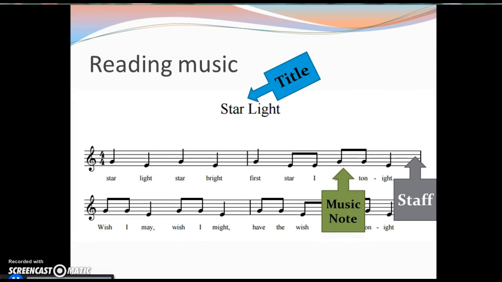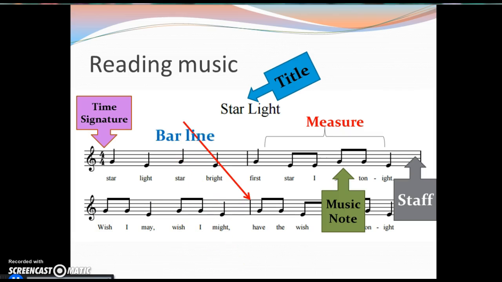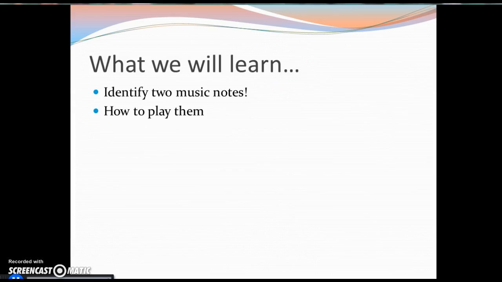We also have music notes that go on the staff. We have a time signature that tells us how many beats there are in our music. We also have a measure. This is where we put a group of music notes. And then we also have a bar line in our music that will separate those measures. All of these basic reading music facts are really important for us to remember as we go to learn how to read and how to play Starlight.